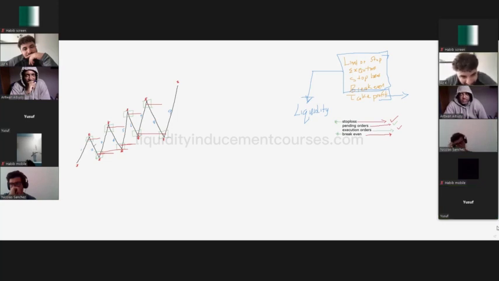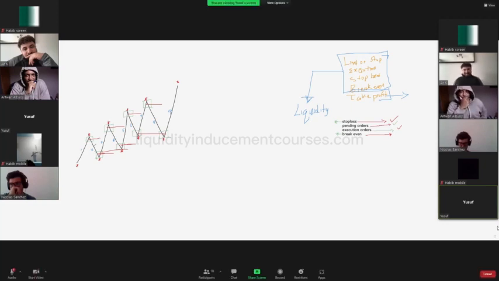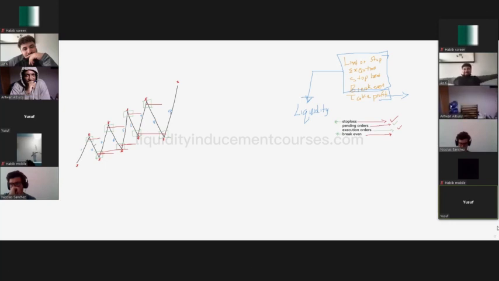Yusuf's got a magic indicator to tell us. Okay, you are your magic indicator. I have vowed with the market never to use any indicator.